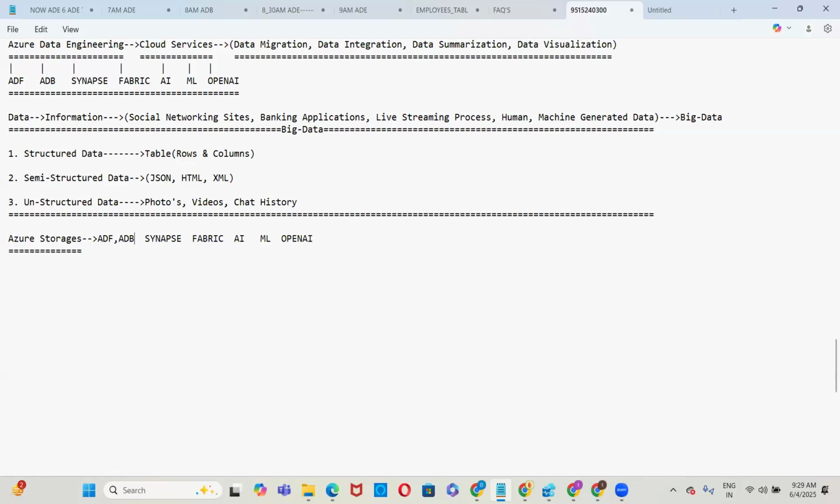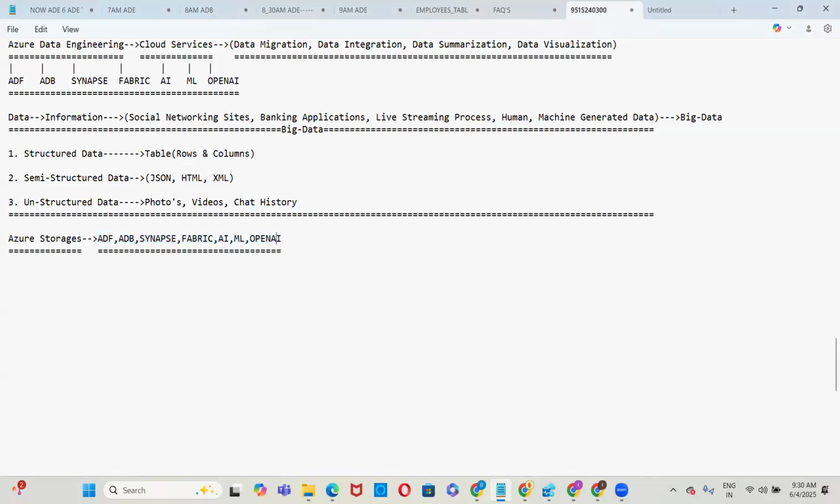So ADF, ADB, Synapse, Fabric, and AI, all of these can use the Azure storages.